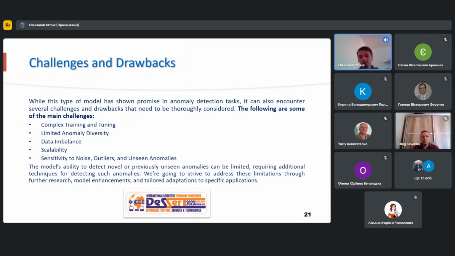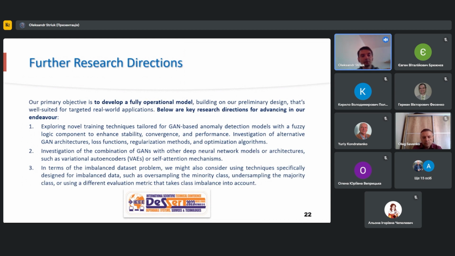We're going to strive to address these limitations through further research, model enhancements, and tailored adaptations to specific applications. Our primary objective is to develop a fully operational model, building on our preliminary simple design, that's well suited for targeted real-world applications. Below are key research directions for advancing our endeavor.